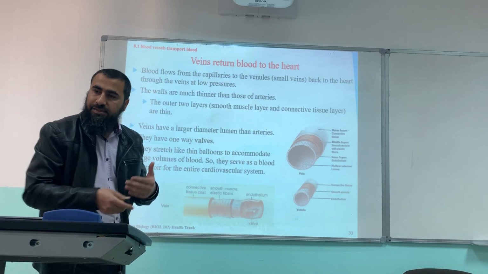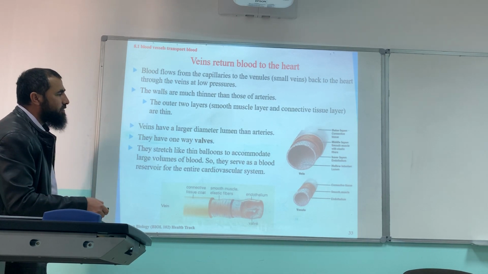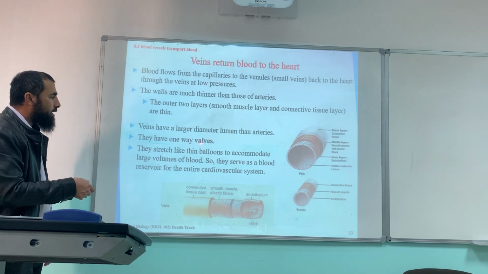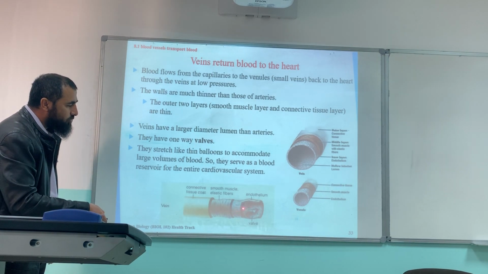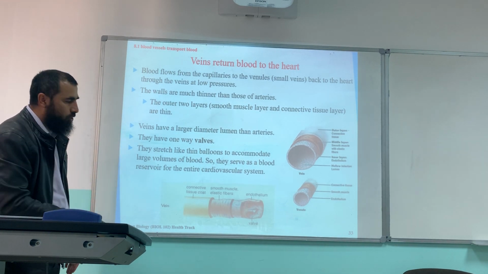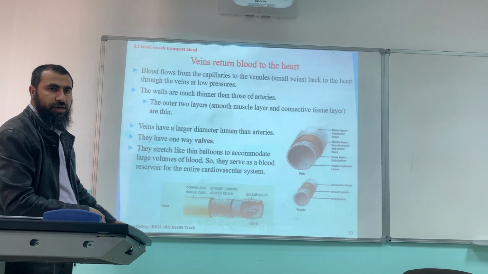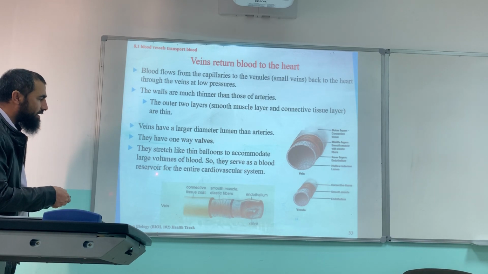So it can act as a storage for your blood, the veins. That's why they have these larger diameters, okay? And they have the one-way valves. These one-way valves like this, you see, the blood flows in one direction, it doesn't return back unless there's a problem with the valve, which we'll discuss in the next slide in some diseases, okay? So it can act as a blood reservoir.